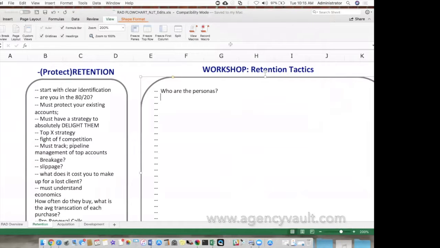What's the breakage? What's the slippage? Not just our retention percentage, but we've got to drill down and understand the meaning behind the numbers. We manage what we're measuring, but it's not enough to focus on what Allstate is having us keep track of. We've got to drill down and understand what those numbers mean. What does it actually cost you to make up for a lost client?